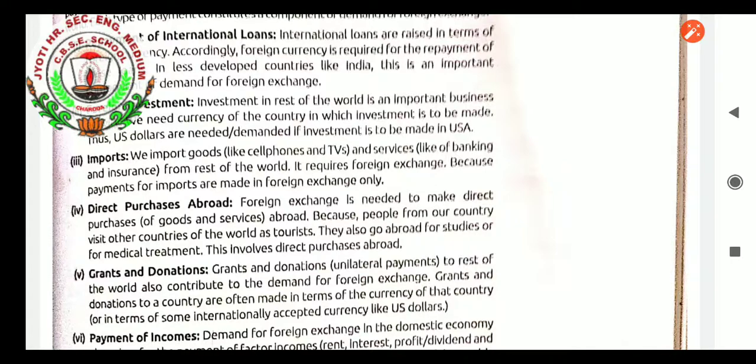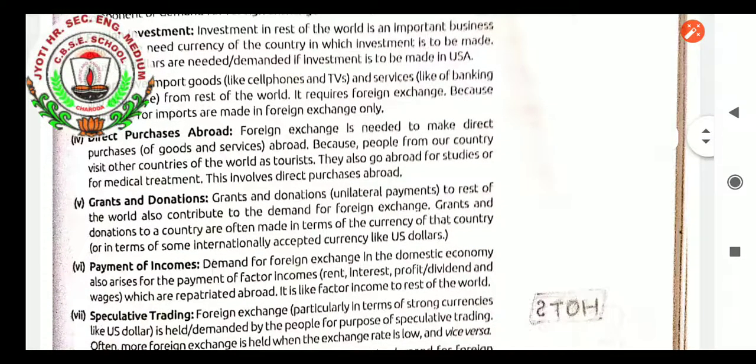Grants and donations. At the international level, when grants and donations are made, foreign currency is also required, as it is a unilateral payment, meaning one-sided. In return, the people don't want anything. But whichever country is making the donations and grants, there the currency must work, and for that exchange has to be done because our currency will not work there, as I already introduced to you. These grants and donations of a country are often made in terms of the currency of that country, or in terms of some internationally accepted currency like US dollars.